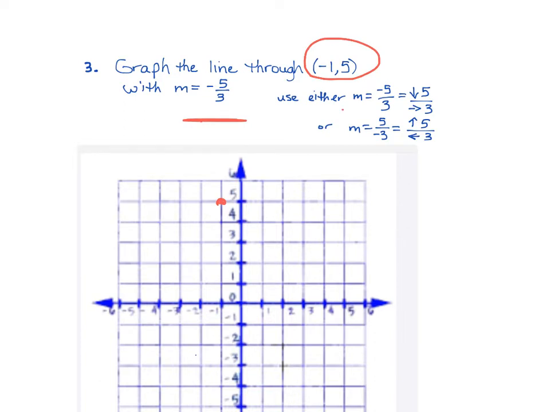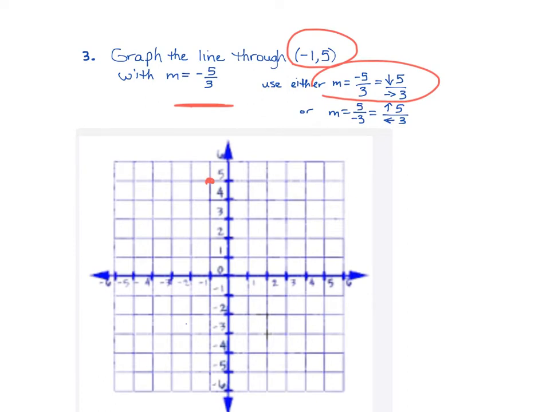So I'm going to actually use this movement, down 5 and to the right 3. And that will give me a point right here on the axis. And I can connect my points and graph my line. So this would be a graphing technique when it's given to you as an ordered pair and the slope. Now, if it says write an equation, you could put it into point slope and then graph it that way also.